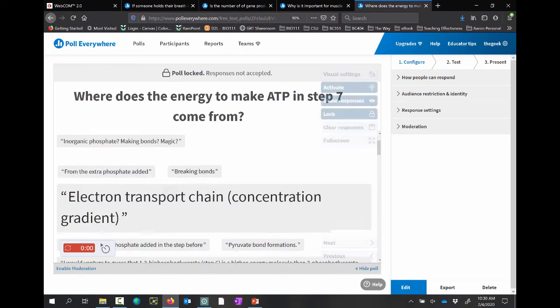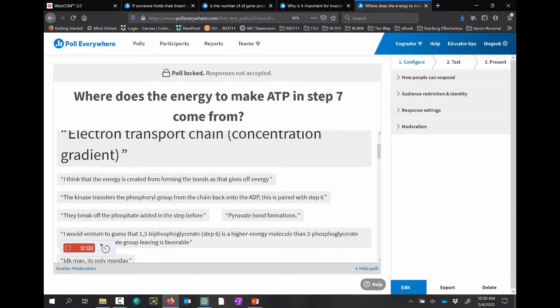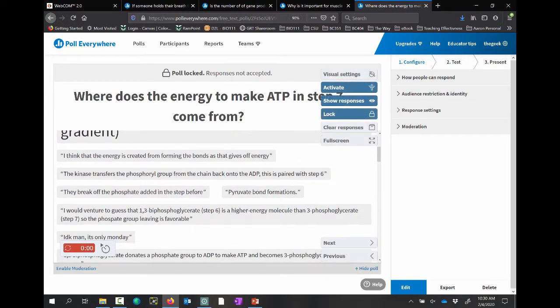We have electron transport chain here. Electron transport chain is not where this energy comes from. That will be cellular respiration. This is actually a glycolytic reaction, so which can run independently of electron transport chain. So that's not the answer. I think the energy is created from forming the bonds, as that gives off energy. Okay, so that's an interesting guess.